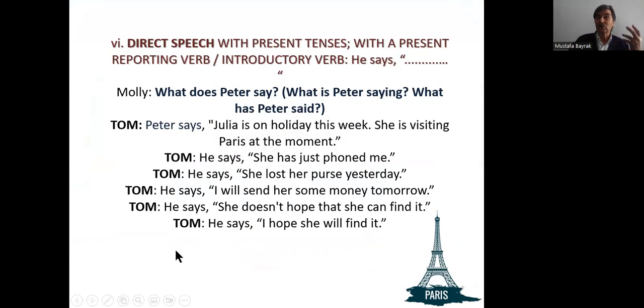Now, Molly asks a question. What does Peter say right now? Or what is Peter saying now? Present, okay? The introductory verb will be in present or present continuous, present perfect. What has Peter said is also possible. What is Peter saying? What has Peter said? What does Peter say? Okay, Tom now is the reporter.